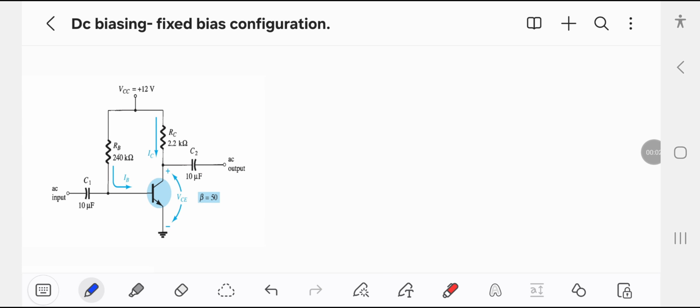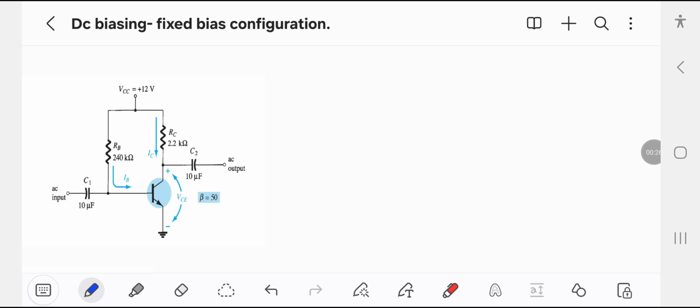Hello guys, today we are going to discuss DC biasing. In DC biasing, we are going to discuss the fixed bias configuration. So here in this circuit we are going to find the following terms, and then we will discuss the DC biasing as well with the calculation.